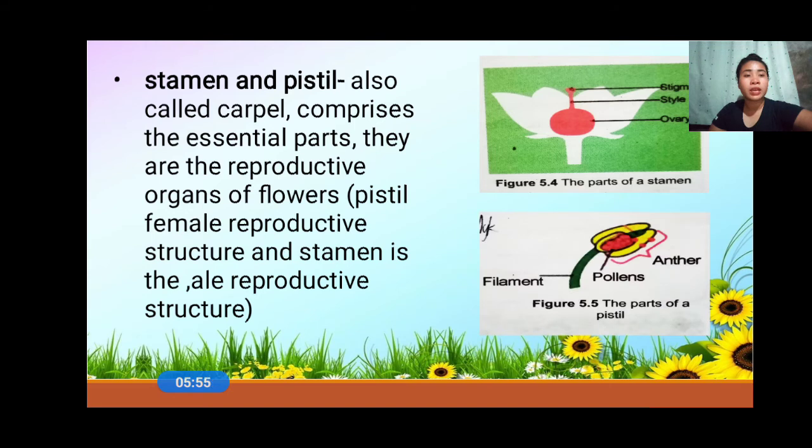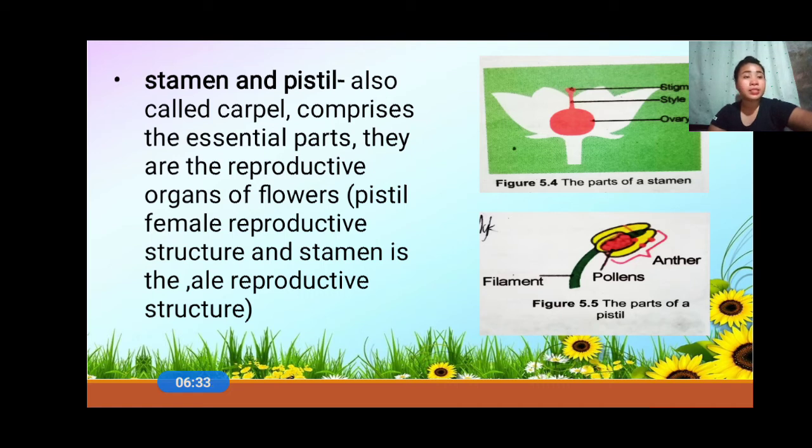Okay, and then we have the pistil. The first illustration there with the stigma, style, and ovary, that is the pistil. That is the female reproductive structure of the flower. And here, Figure 5.5 is the stamen, or the male reproductive structure of the flower. So the stamen is composed of pollen, anthers, and filament, while the pistil is composed of stigma, style, and ovary.